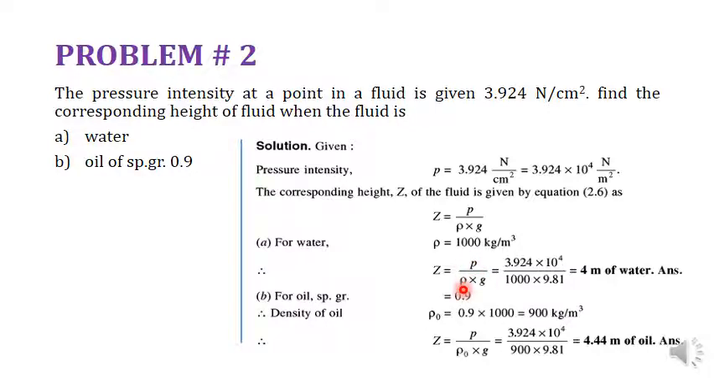So the same pressure intensity you are going to be inputting in the numerator, and rho into G you are inputting in the denominator, and you are getting the answer. It is 4 meters of water. And the second point, for the oil of specific gravity.